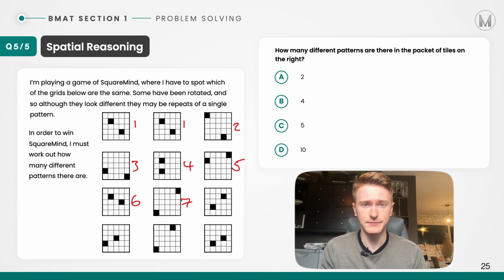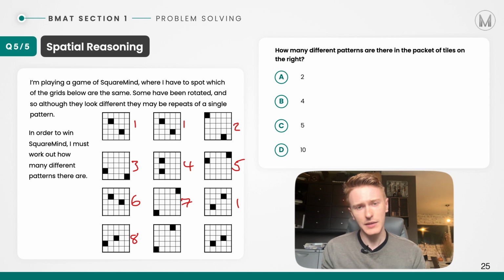It's distinct. Moving on, this one looks very similar to pattern number 1, and this is where it's worth checking whether it's a rotation or a reflection. In fact, it's both. So actually, this isn't a distinct pattern, it's just the same as pattern number 1. Moving on, this pattern down here, that is distinct, so let's call that pattern number 8.